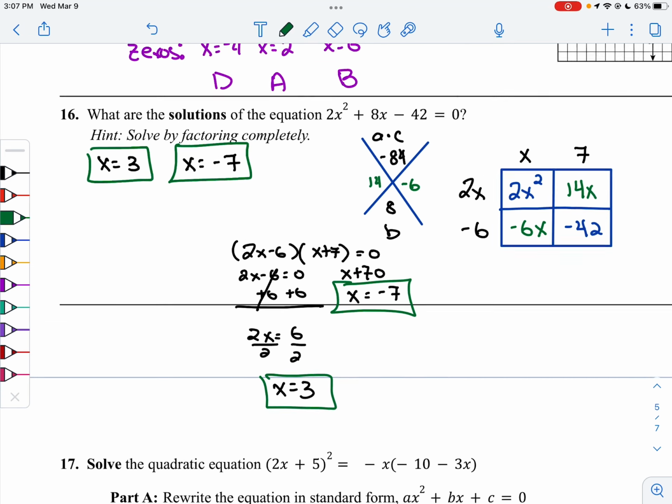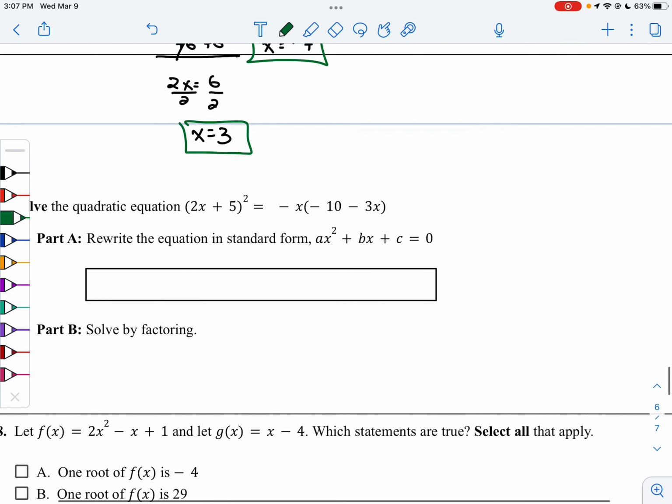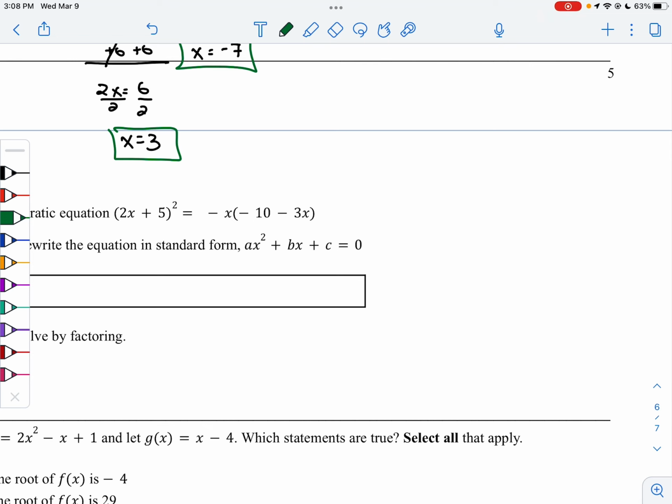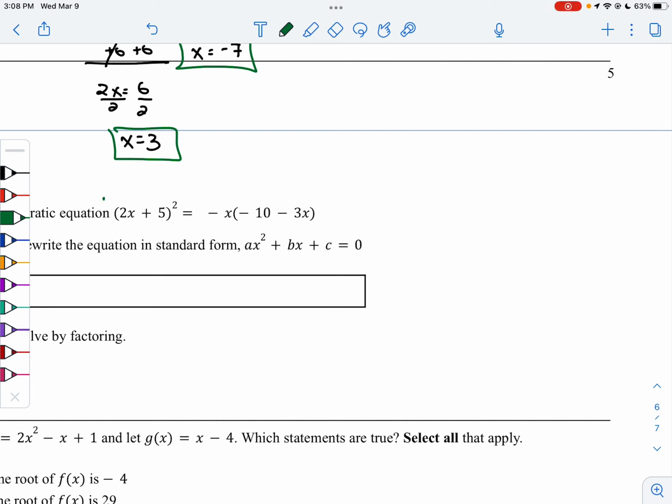Okay, going into the extra credit problems, rewrite this equation in standard form. To do this, I've got two sides of the equation. I need the right-hand side to equal 0, and I need to simplify the left-hand side too. On the left-hand side, it looks like I'm doing a little bit of box method, so let's do that first. Do that over here.